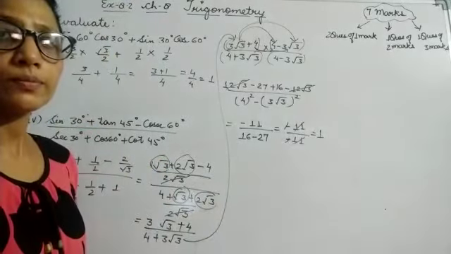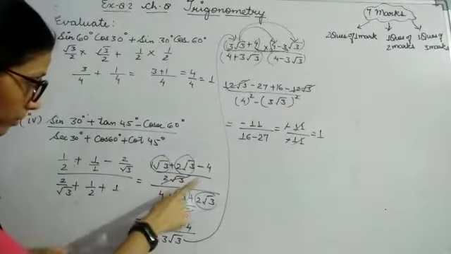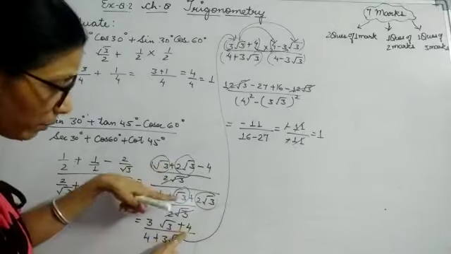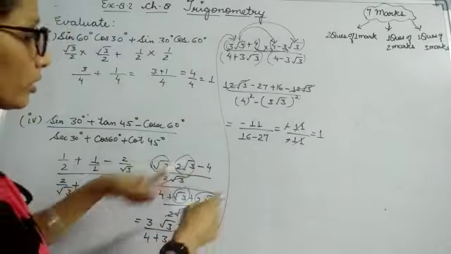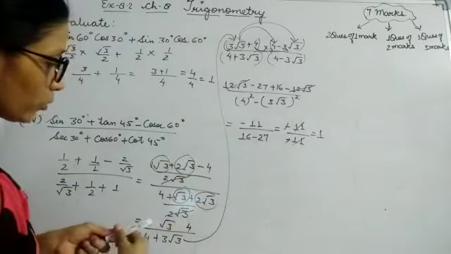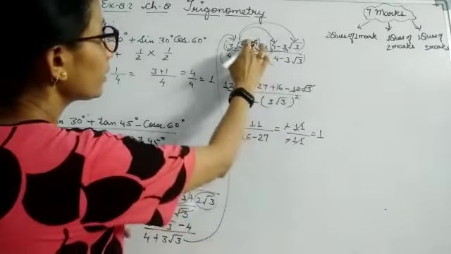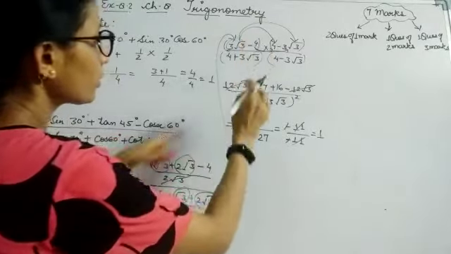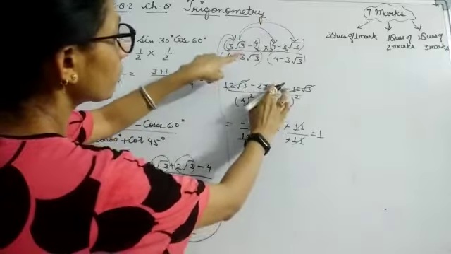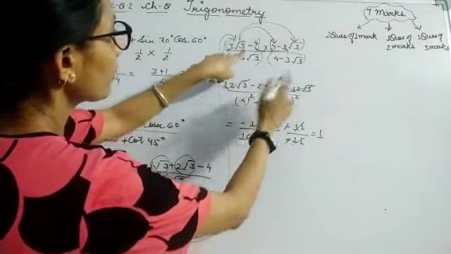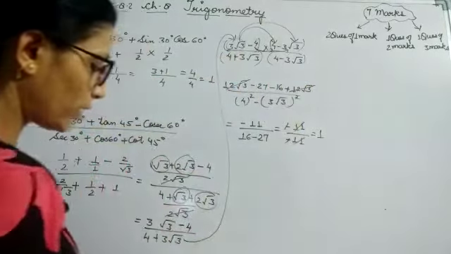Have a look. I am sorry children, by mistake I have written here plus 4 and here it is minus 4. So make it minus 4 here. So this is your minus 4. Here it will be again minus 4. So your things will be changed now. This will be minus 16 and this will be plus 12 root 3.